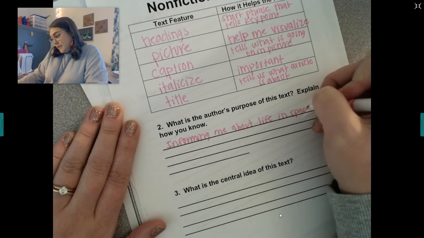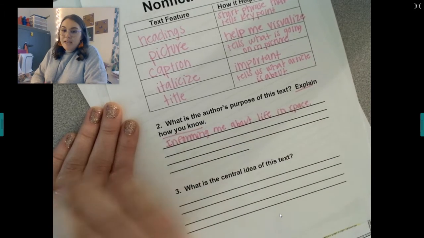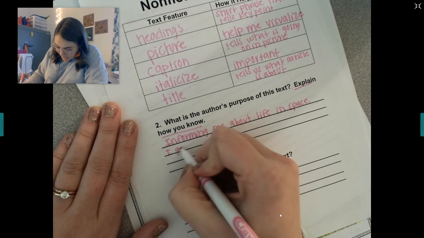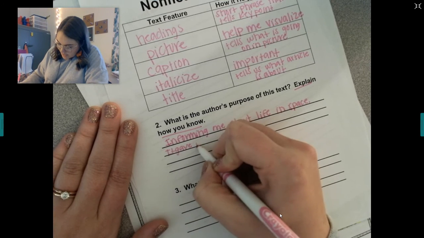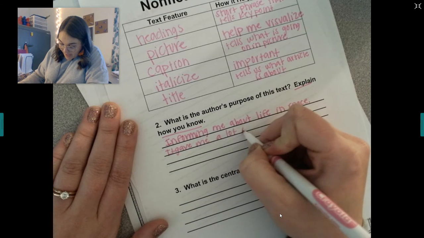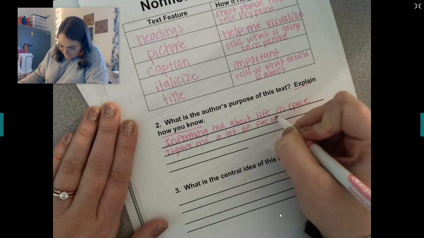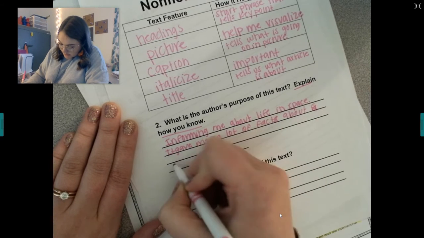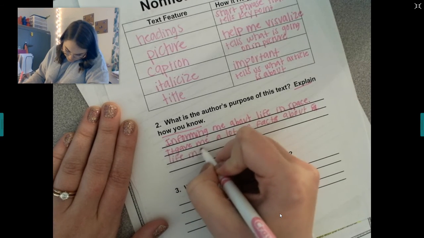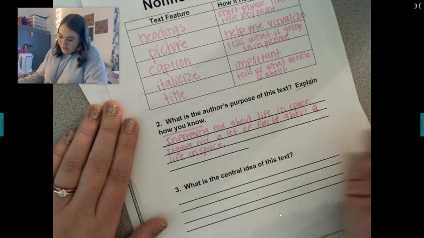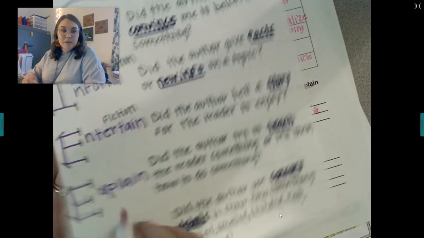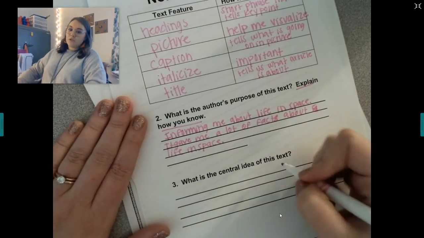I know this is a really important part. Explain how you know. Now, I know this because it gave me a lot of facts about life in space, didn't it? It gave me a ton of things about it. So that's kind of what makes me think, because normally informing is giving me facts or new information, and that's what that just did.